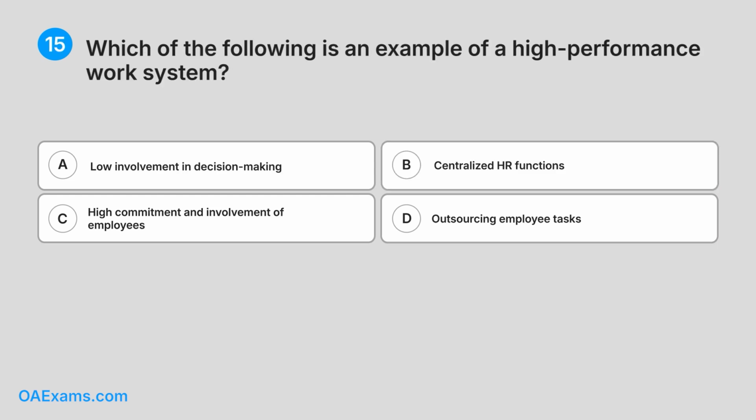15. Which of the following is an example of a high-performance work system? A. Low involvement in decision-making. B. Centralized HR functions. C. High commitment and involvement of employees. D. Outsourcing employee tasks. Can you guess the answer?